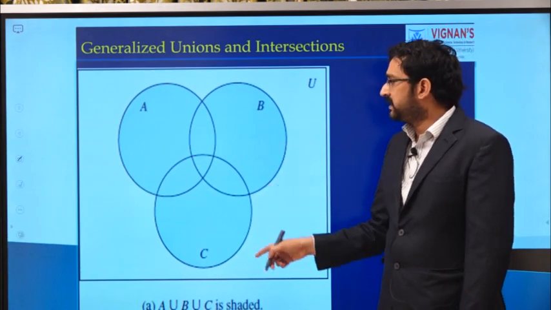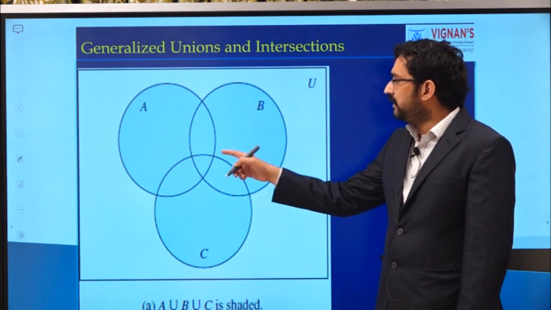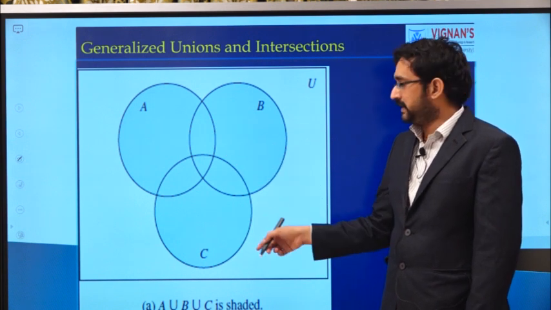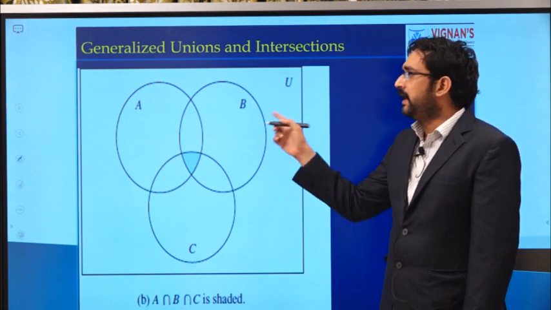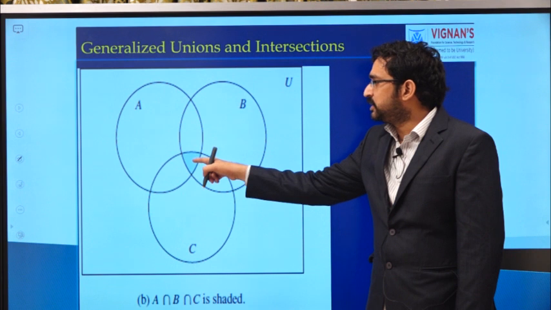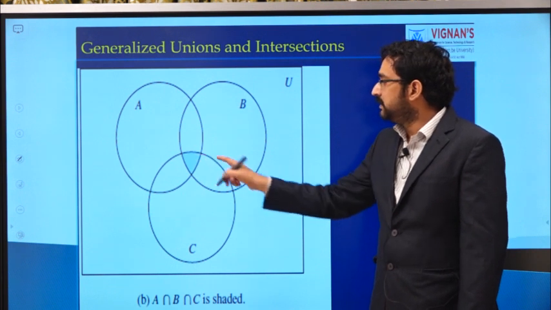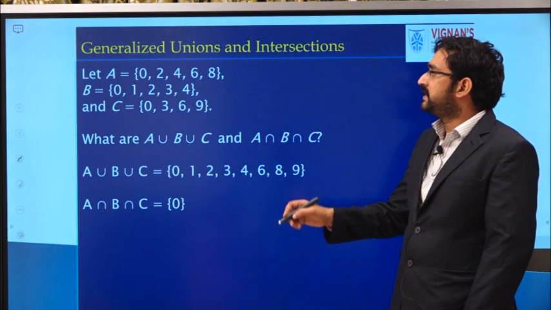So using a Venn diagram, we are representing the union of three sets A, B and C. So this is about intersection. This is the Venn diagram representation of A intersection B intersection C. This is the shaded part. See, one example is given.